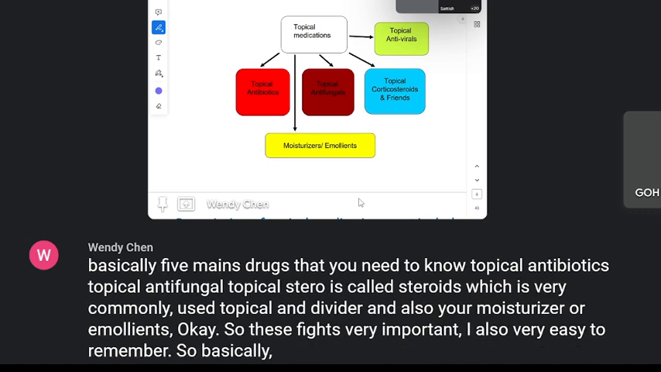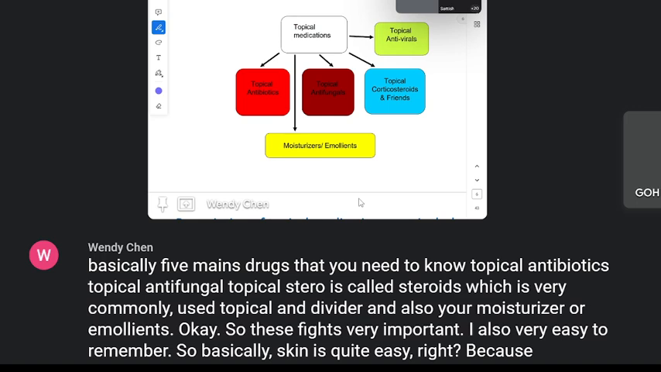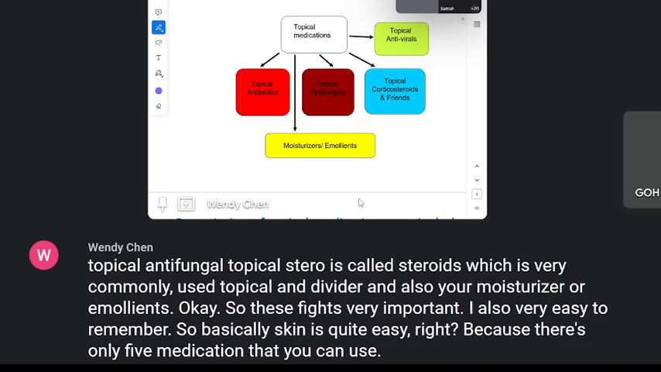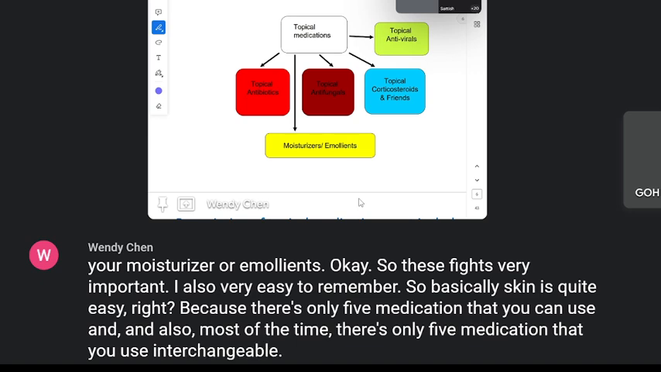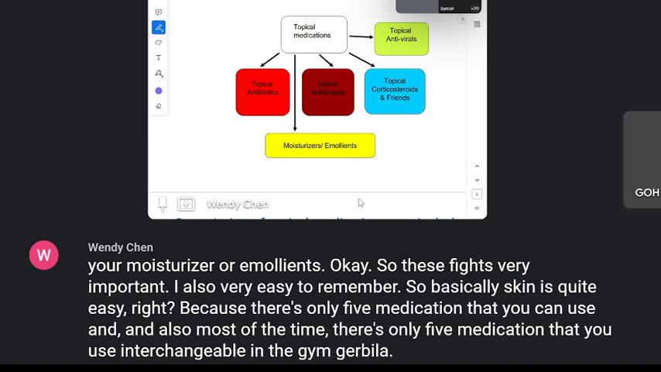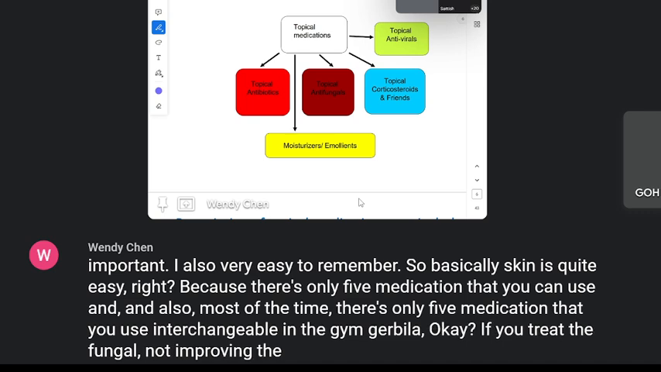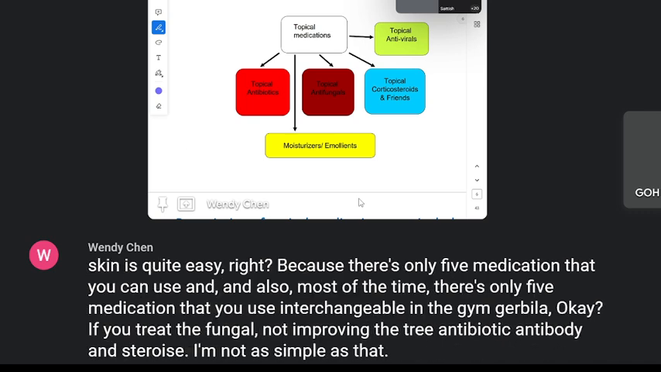So basically, skin is quite easy, right? Because there are only 5 medications that you can use, and most of the time you use them interchangeably. If you treat the fungal infection and it's not improving, you treat with antibiotic and it's not improving, you use steroids. Not as simple as that, but this is the summary of it now.